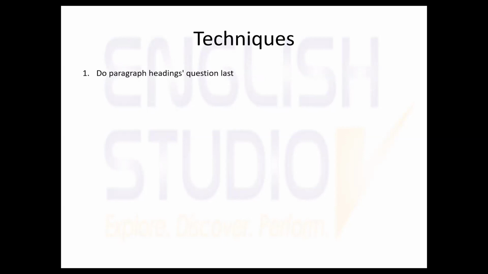First, you have to do this type of question, the paragraph headings questions, last. You have to do all the other questions for that reading passage first. Like if you have true, false, not given, multiple choice, or gap fill questions, you have to do those first. And after that, you're going to answer the paragraph headings question.